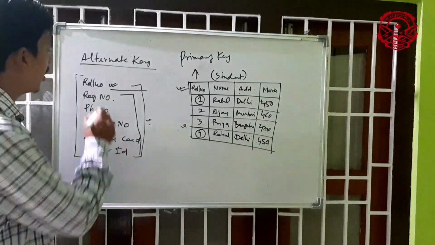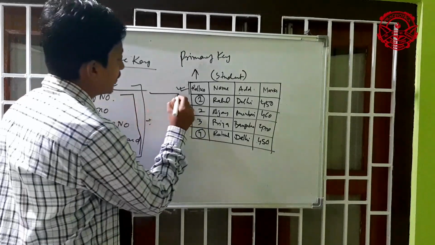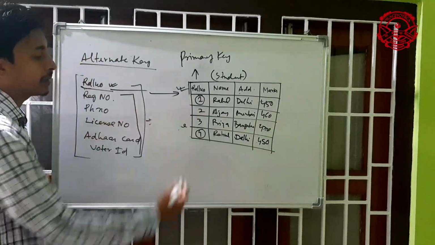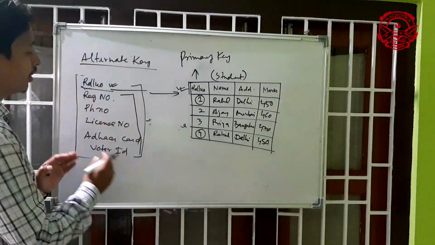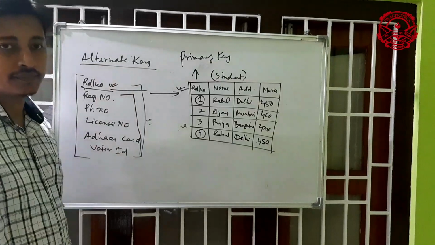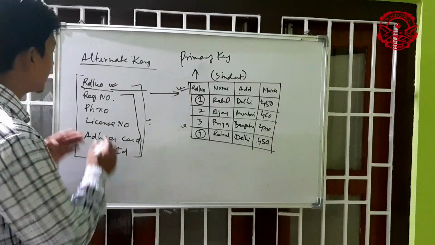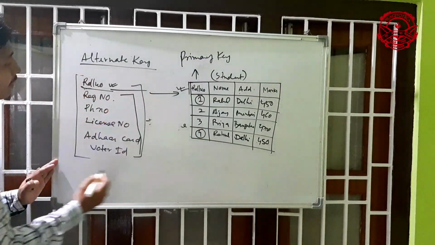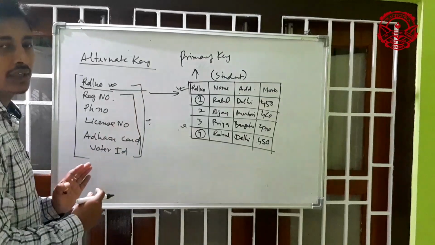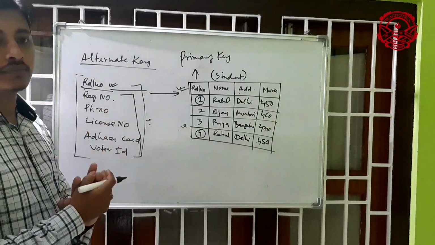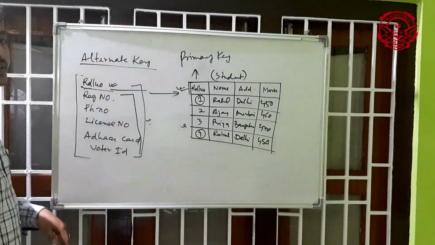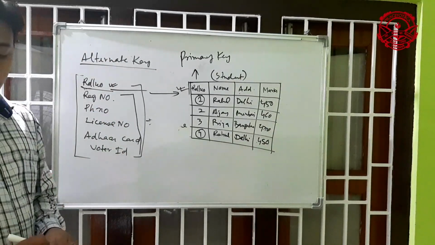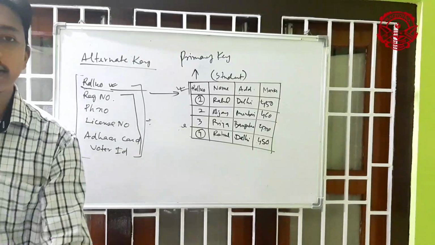Okay? So roll number is the primary key because roll number is appropriate for this table, but the others are not appropriate for this table. So that's why these are all called alternate keys. And candidate key means what? These are all candidate keys, which means unique. Candidate means what? Unique value. Okay? So this is the alternate key. So in this lesson you understand the key concept.